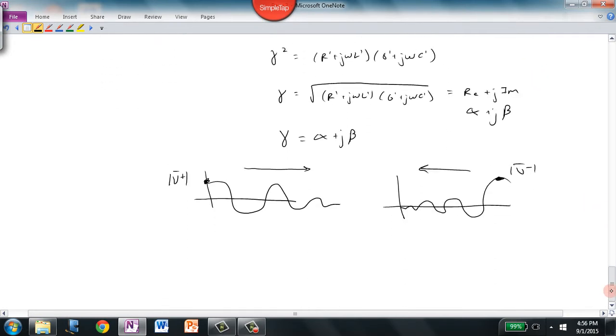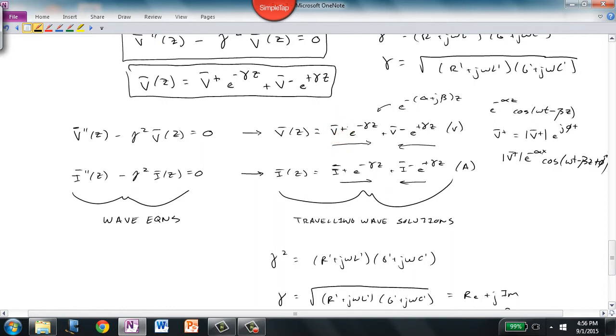Right? So what these equations are saying is that the total voltage at any point along the transmission line is just the sum of a left to right moving cosine wave plus a right to left moving cosine wave. And the total current along a transmission line at any point in space is equal to the sum of a left to right moving current wave plus a right to left moving current wave. And so that's the general solution to the transmission line equations there.